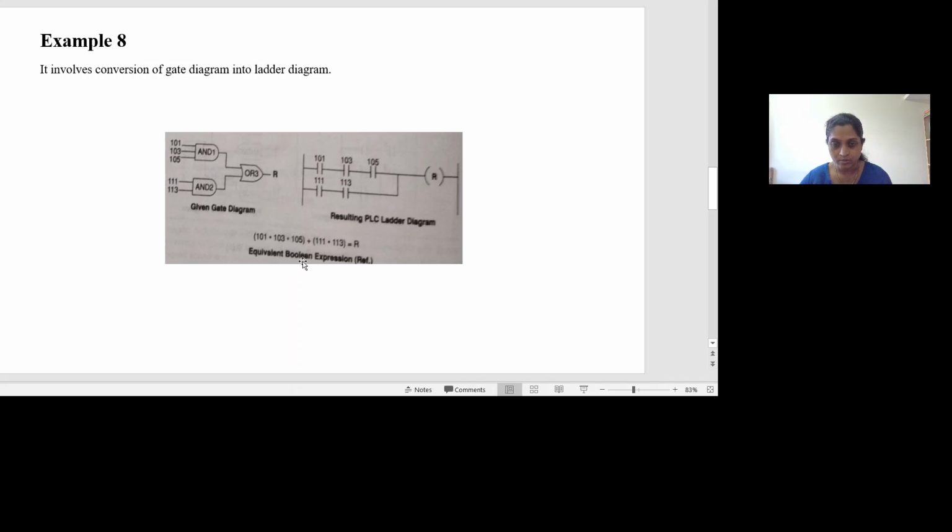So looking at the Boolean equation, we have here 101, 103 and 105 inputs. They are ANDed, so the AND operation is a dot. Then we have one more AND operation between 111 and 113. So between 111 and 113, a dot is put. Then these two ANDed terms are ORed together, so that is a plus here.